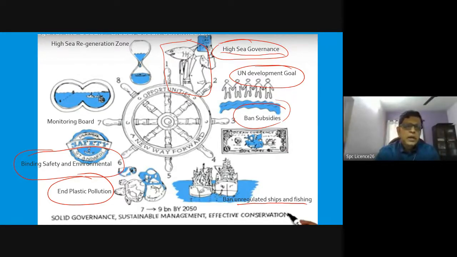We also need to have monitoring boards, just like in India, where you have the Coast Guard, which guards that.